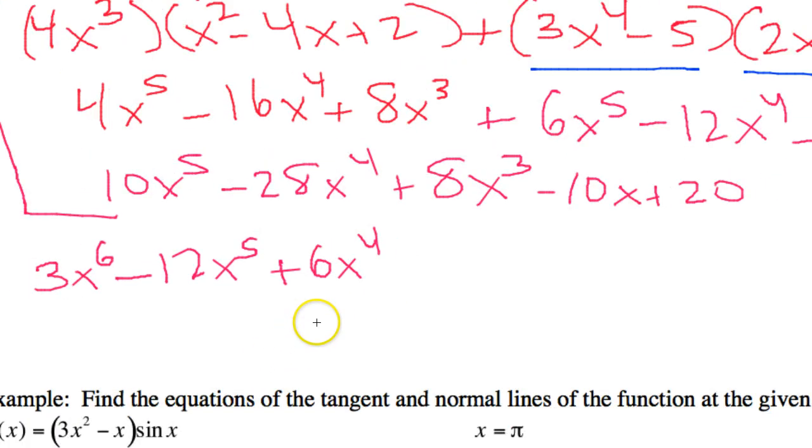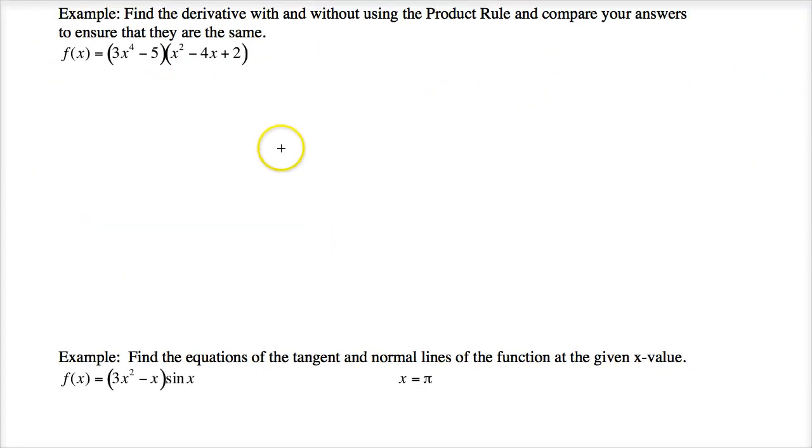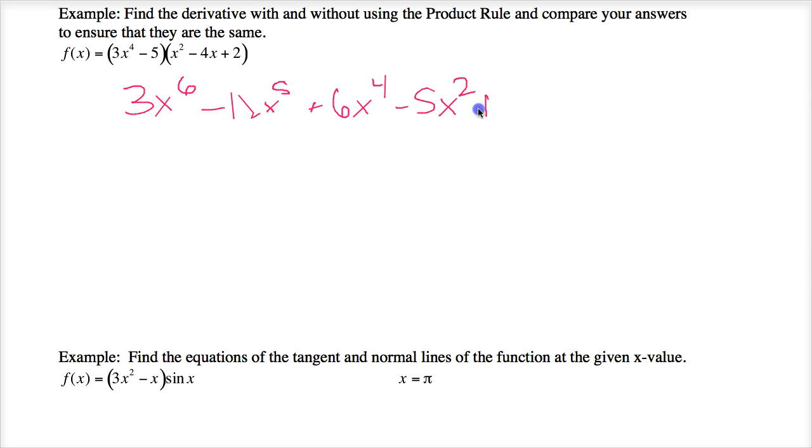Oh no, it's doing that crazy zoom thing again. Oh, erase everything. Alright, let me write this out real quick. 3x to the 6 minus 12x to the 5th plus 6x to the 4th, and then minus 5x squared plus 20x minus 10.